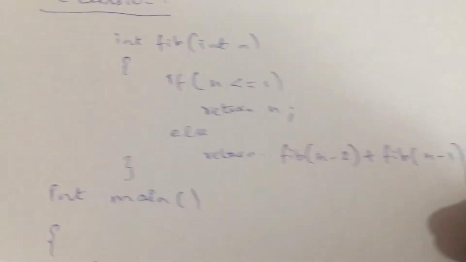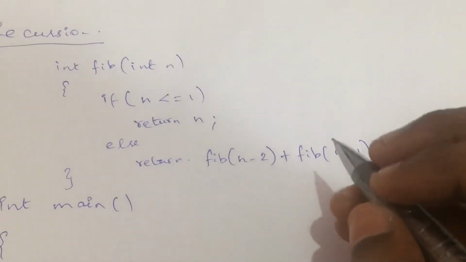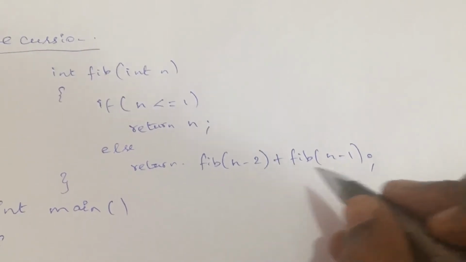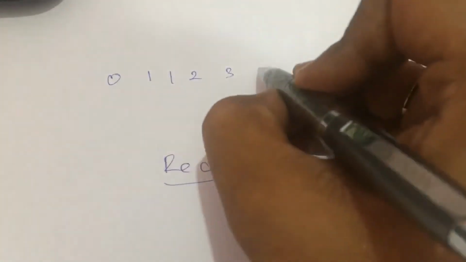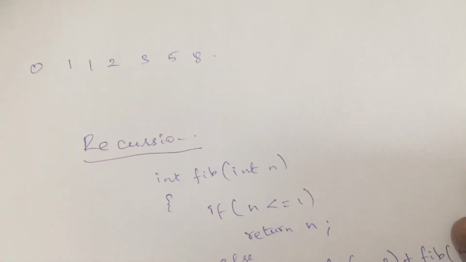So why do we write fib of n minus 2 and n minus 1? Because if I need the third element, it is sufficient for me to add the second element and the first element. So the Fibonacci sequence actually looks something like 0, 1, 1, 2, 3, 5, 8 and so on. This is how the Fibonacci sequence actually works.